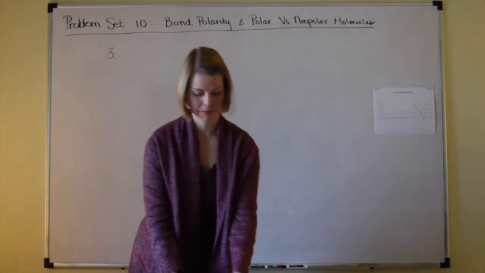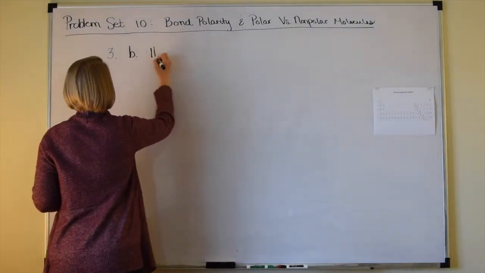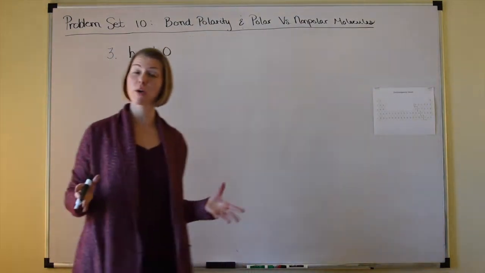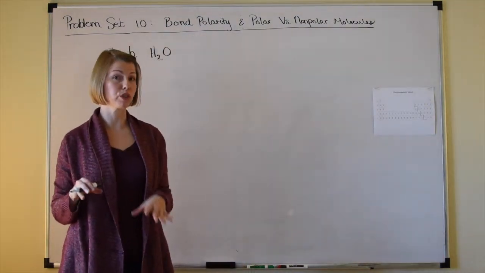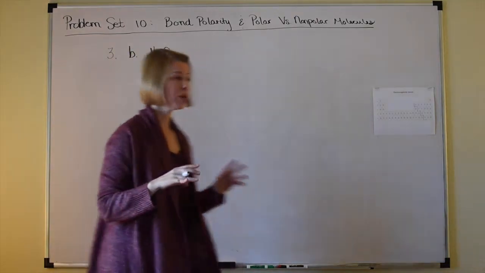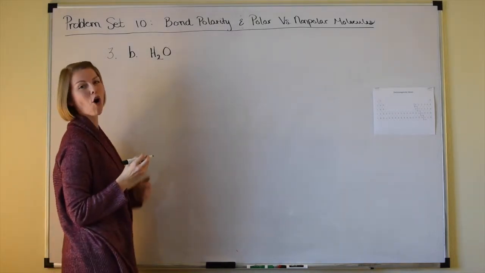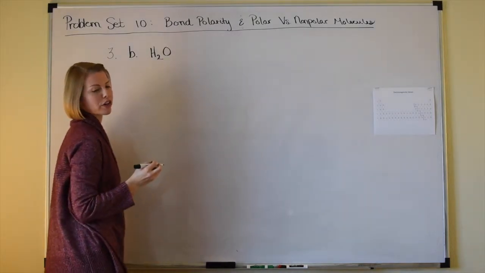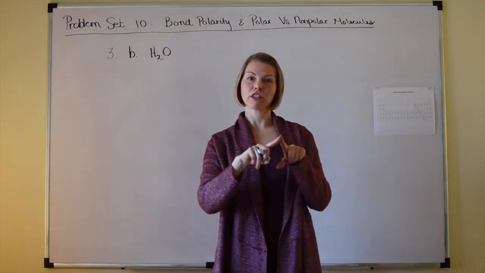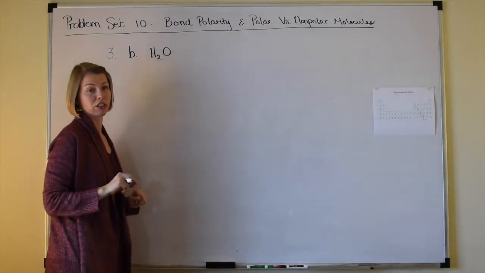Okay, B, water, H2O. And to make these go a little bit faster, I'm not going to do the 5 rules for your Lewis structures for B through E, because I don't want this to get unreasonable with the time. So we're trying to figure out if water is a polar or a non-polar molecule. We're going to go through the 3 steps of drawing the Lewis structure, analyzing for the molecular geometry, and then analyzing the individual bond polarity, the delta ENs.